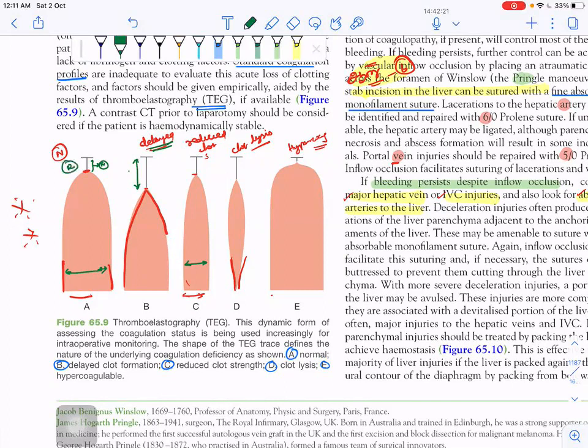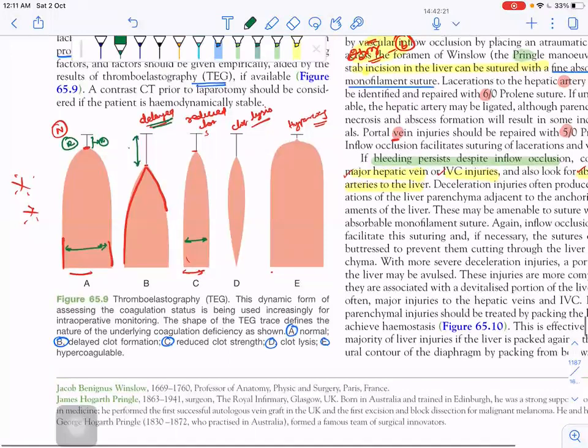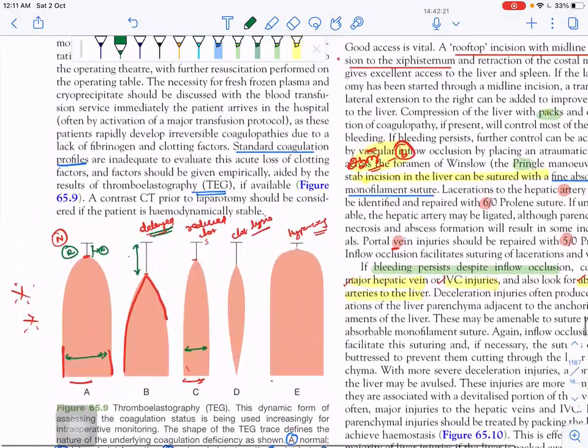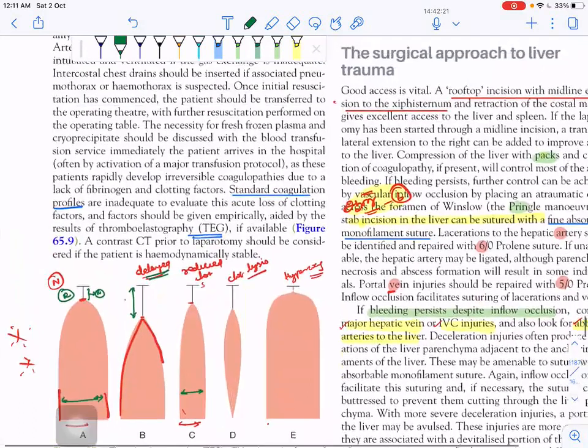Then if lysis is more, the curve will be spindle shaped. Then hypercoagulable means mean amplitude is increased. Hypercoagulability, what is increased? Mean amplitude increased, no? In hypercoagulable, R is short. R is also short, and this is also increased, but R is short.